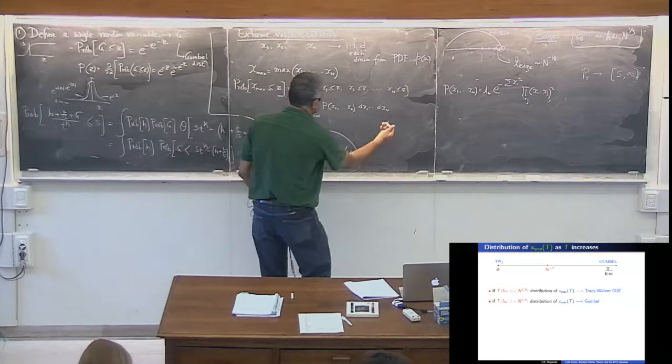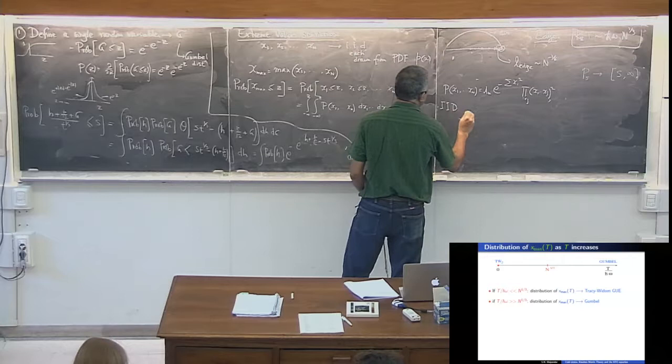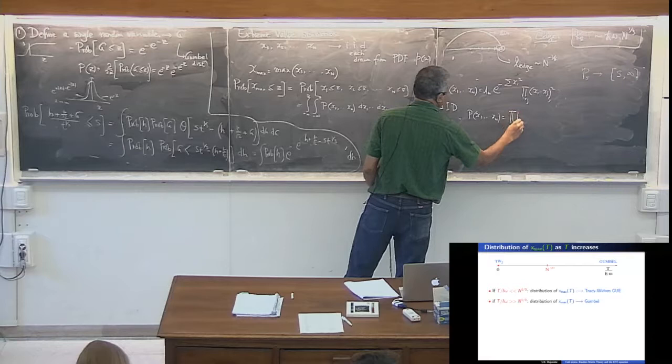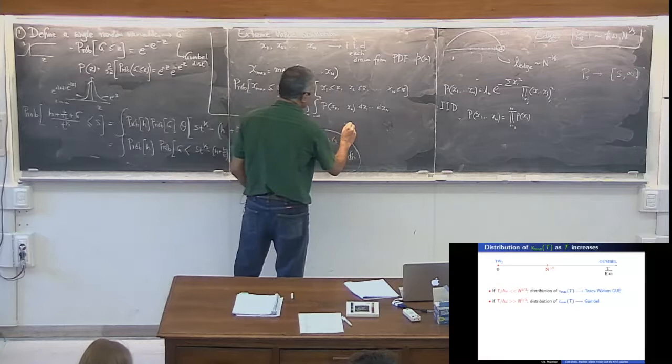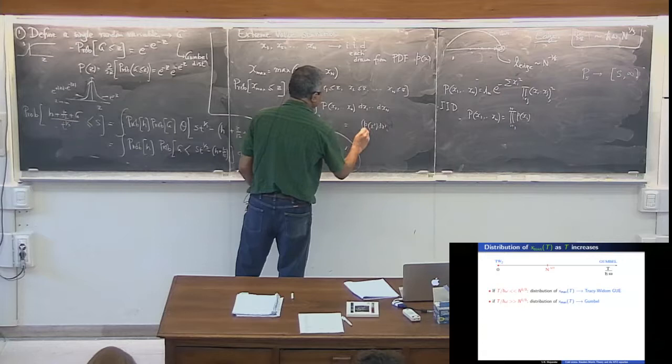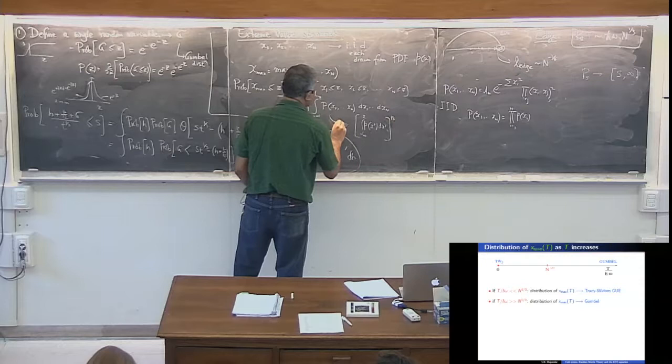But the point is that when you have IID, IID means that this joint distribution you can write as a product of individual distributions. So they factorize. There is no correlation factor here. So in that case it becomes sort of trivial. It just becomes the integral of P(x') from minus infinity to z, to the power n, for IID. You cannot do that for generic distributions.